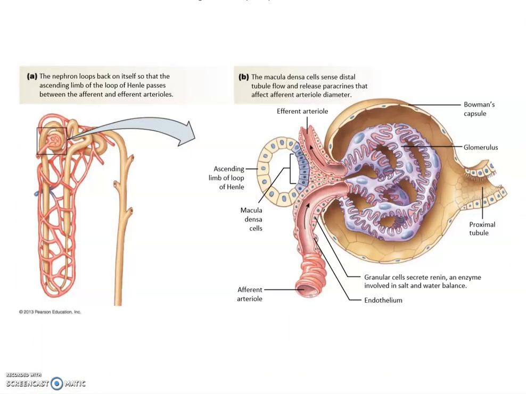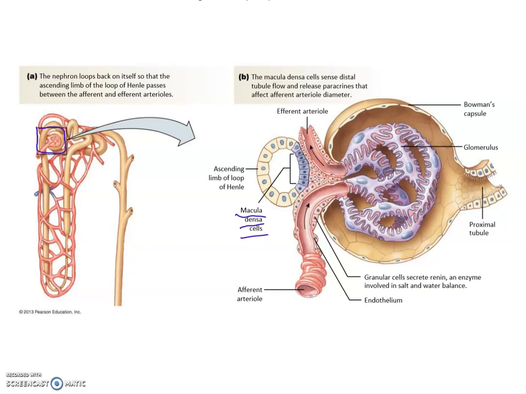This diagram shows how the macula densa cells help to regulate the glomerular filtration rate, the GFR. We're going to focus on this box that's enlarged over here. Important here are these macula densa cells. You can see the afferent arteriole coming in, the efferent arteriole, and then the ascending limb of Henle's loop coming by.